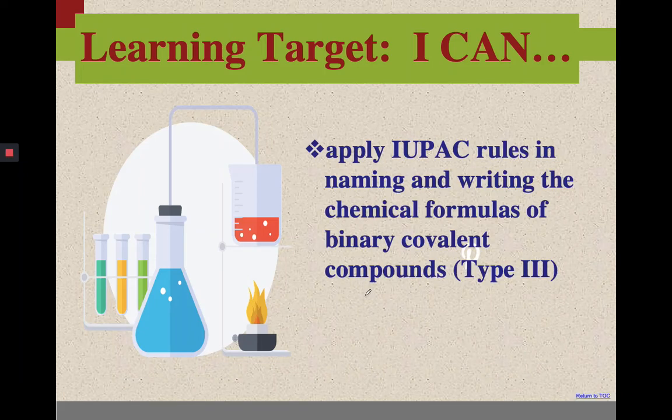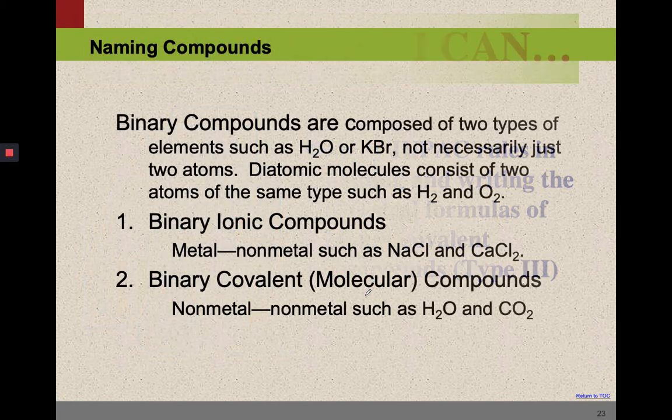Hi everyone, in the first video we were talking about how to name, and maybe even deduce the name from, the chemical formulas of binary ionic compounds. Now what would happen if we have binary covalent? So our learning target for this video is for us to apply the IUPAC rules in naming and writing chemical formulas of binary covalent compounds, or for simplicity's sake, we call them type 3 binary compounds.